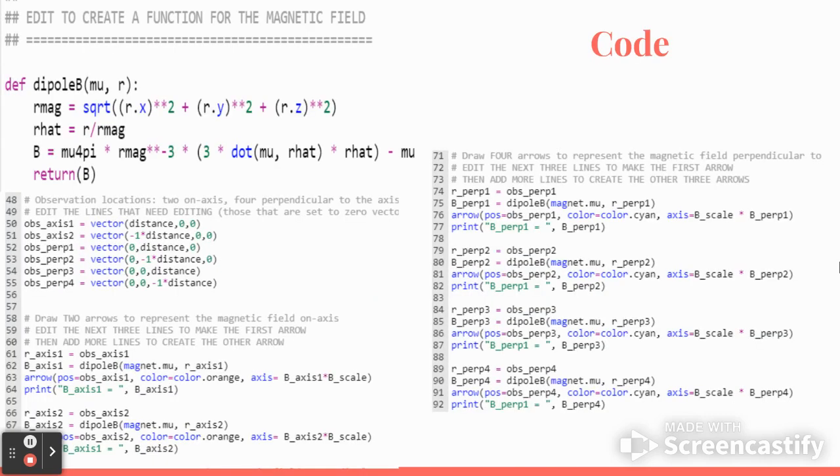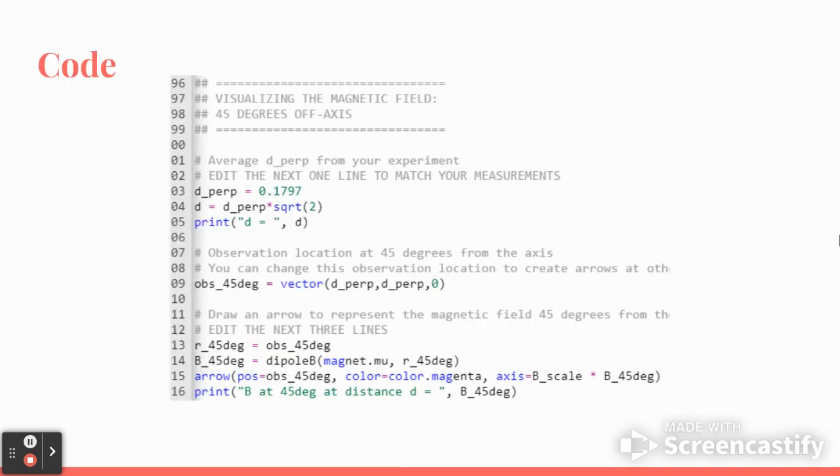This is my code that I used, and the top left is a function that allows vectors to be turned into arrows to represent magnetic fields at different locations. In the bottom left are 6 arrows that I created, 2 arrows on axis, 4 arrows off axis, to represent the magnetic field at all those locations. And on the right side of the screen were just the rest of the lines.